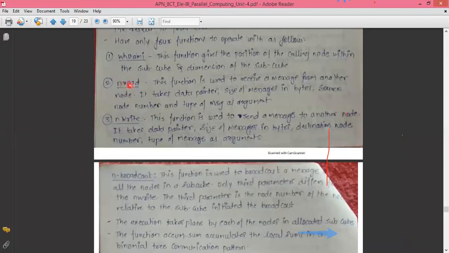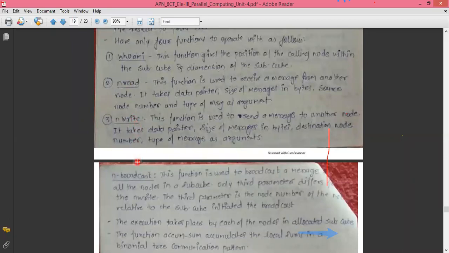And nread is used to what? Receive n number of messages at a time. Okay, opposite to that, nwrite means to send n number of messages at a time to all the other nodes or some selected nodes. Nwrite can be used to send the messages only to multiple selected nodes. I said multiple selected nodes.